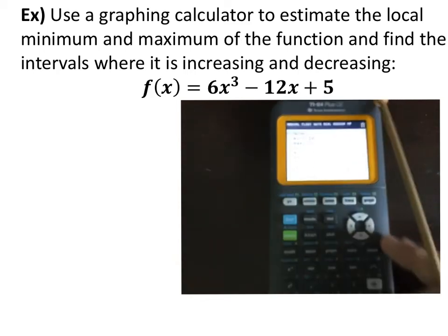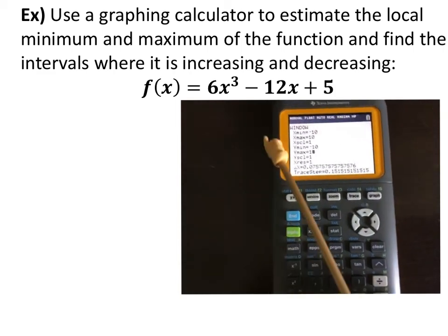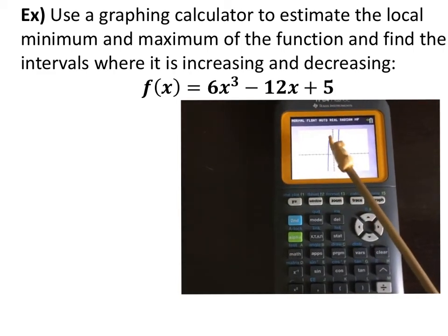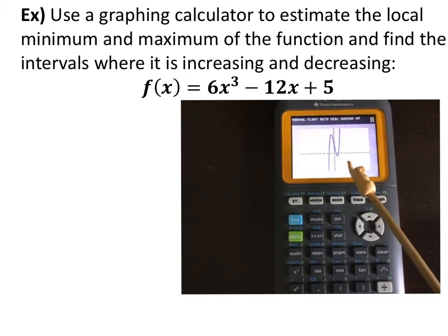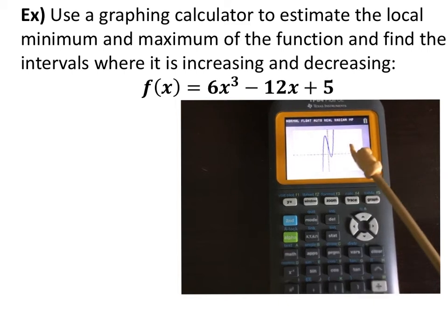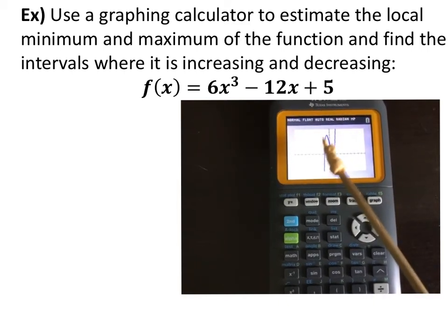So I'm going to go into the window and I'm going to change the y max to 15. And now hit graph again, because I need to be able to see both the min and the max. So you can only do one of them at a time. It doesn't matter which one you choose to do first. I just pick one. I usually go left to right. So I'm going to find the local max first.